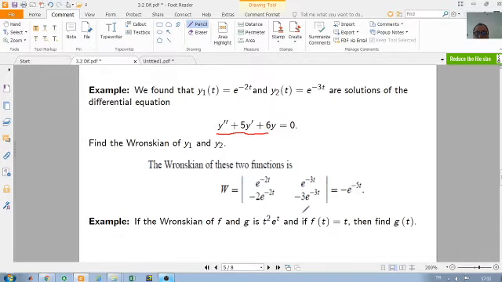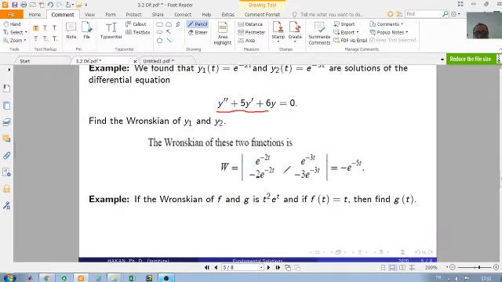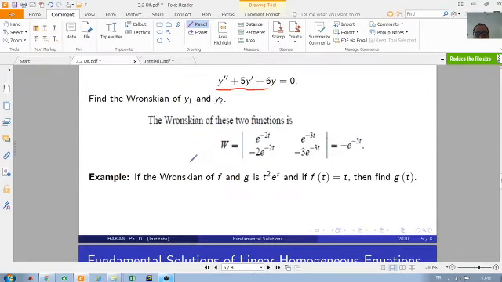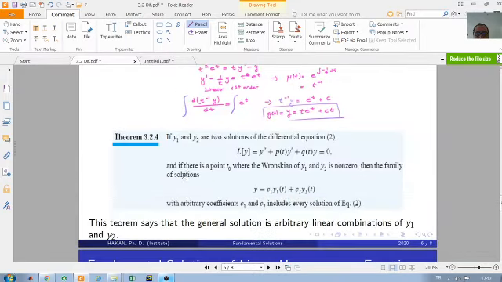So when we compute the determinant, you can find it easily: we multiply the first entries, and minus we multiply the others, and we obtain minus e to the power minus 5t. So why do we try to learn the Wronskian of the solutions? We will answer this question in this theorem.